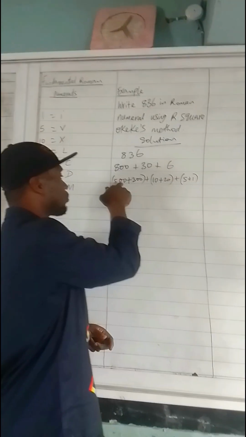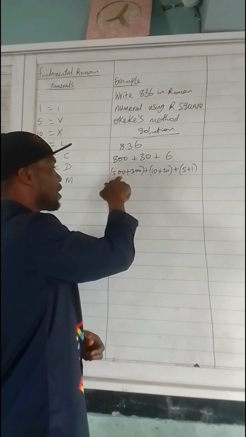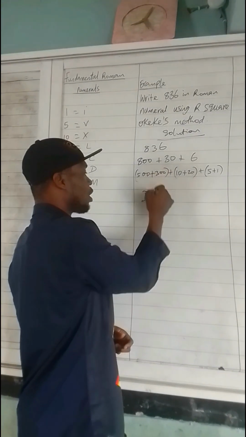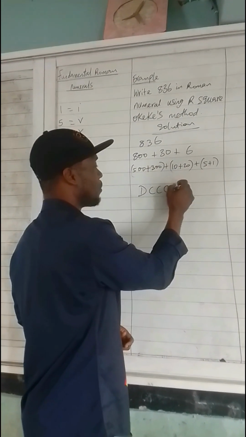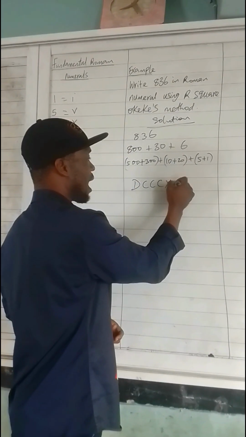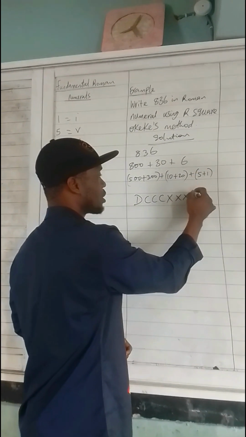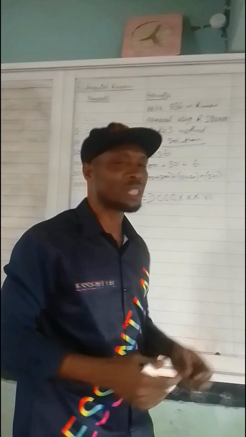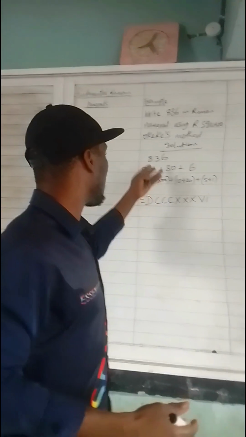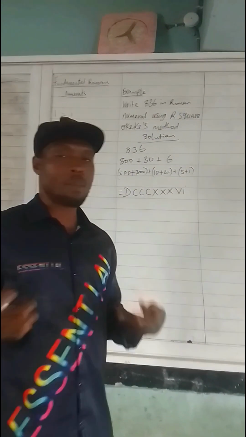Now what do we do? In this, 500 is D, 300 is C, then 10 here is X, 20 is X, 5 here is V, and 1 is I. We have just written 836 in Roman numeral.